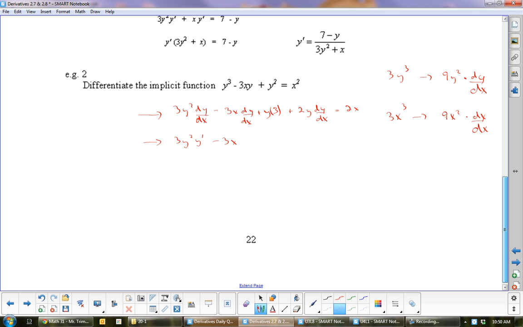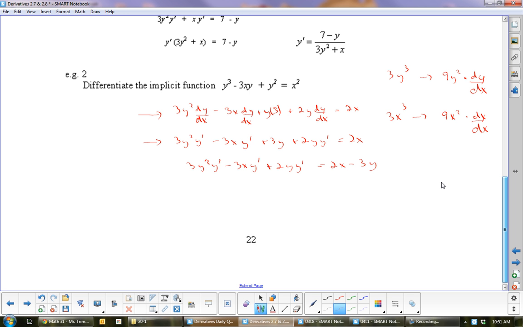Minus 3x y prime plus 3y plus 2y y prime equals 2x. Now what do we need to isolate? Y prime. Okay? So first thing I'm going to do is get rid of the 3y. So I have 3y squared y prime minus 3x y prime plus 2y y prime equals 2x minus 3y.